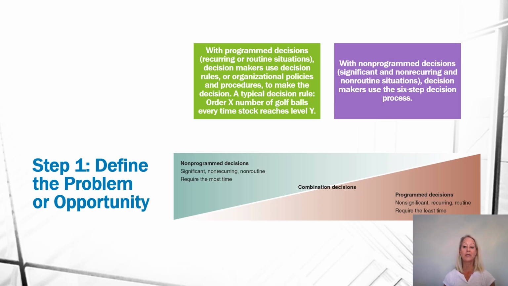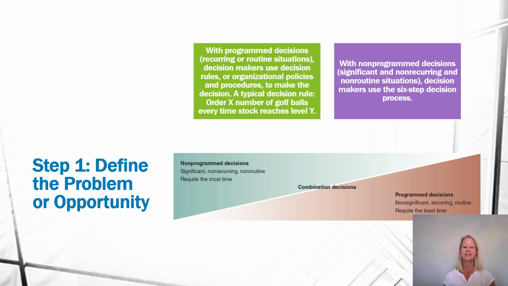Programmed decisions are recurring or routine situations in which the decision maker should use decision rules or organizational policies and procedures to make the decision. Here's a typical decision rule for Dick's Sports Goods. Order X number of Titleist golf balls every time stock reaches level Y. So it's not necessary to follow all of the steps of the decision model.